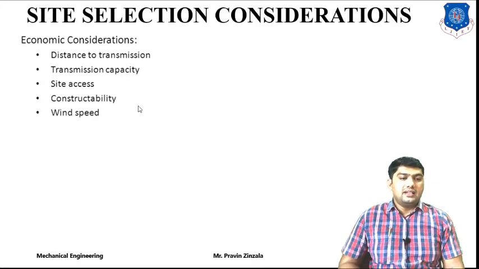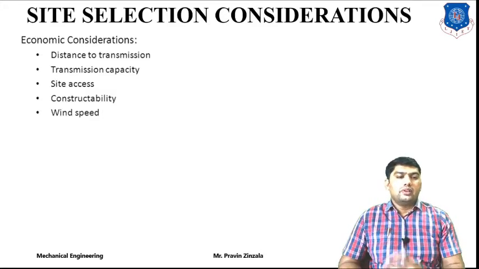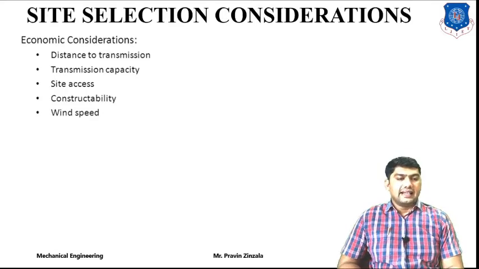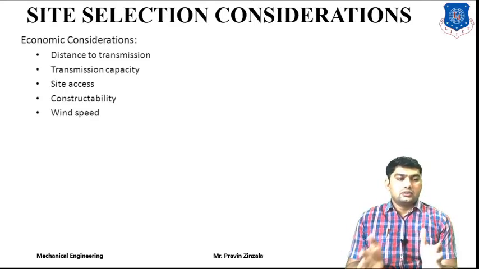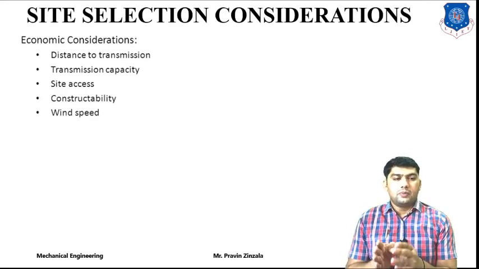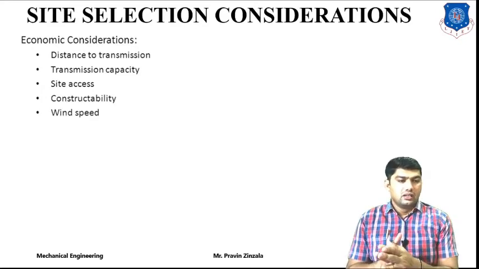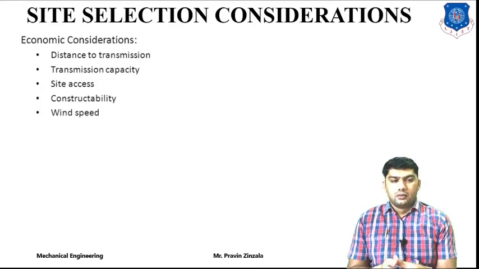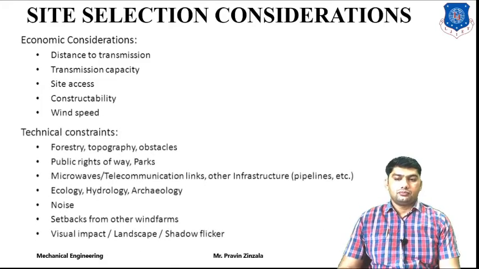Constructability: whether the land is available for construction. If you want to install a wind turbine on Mount Abu, we cannot, because it is not constructable. Then wind speed: average wind speed should be around 5 meters per second. Generally, wind turbine installation considers wind velocities of 5 to 25 meters per second, which is the best velocity for power generation.